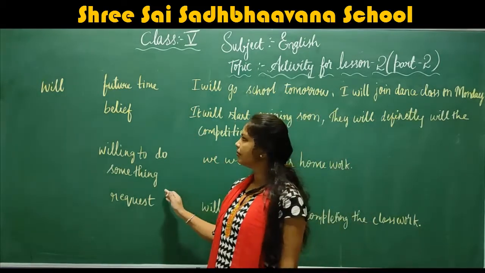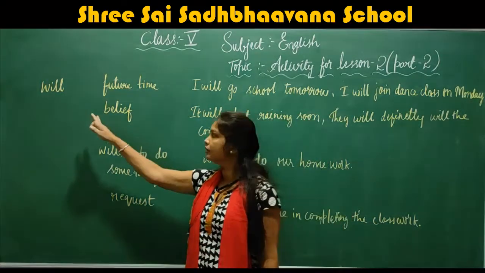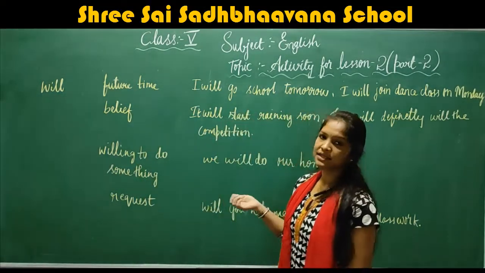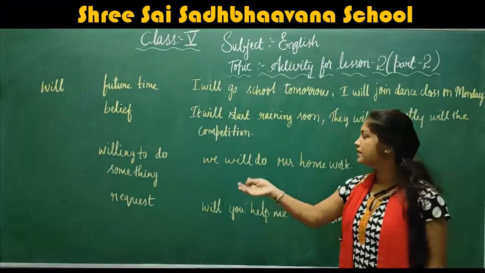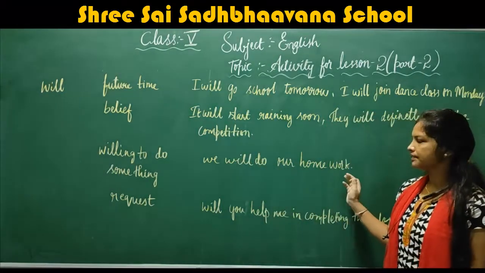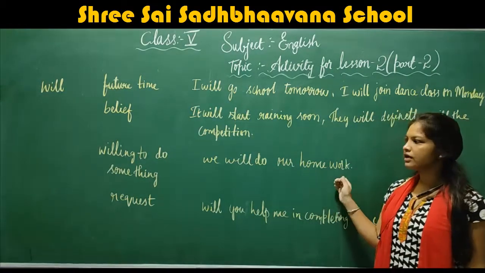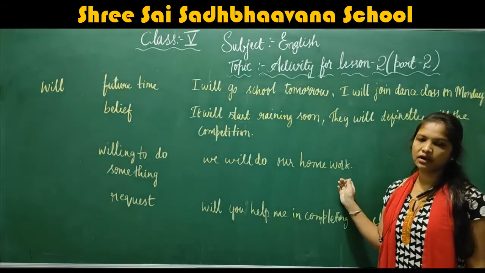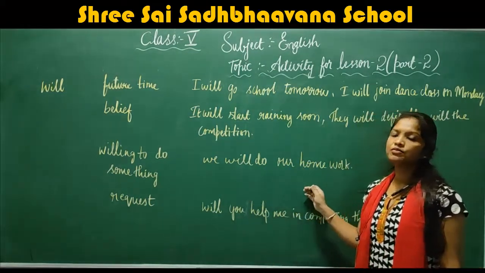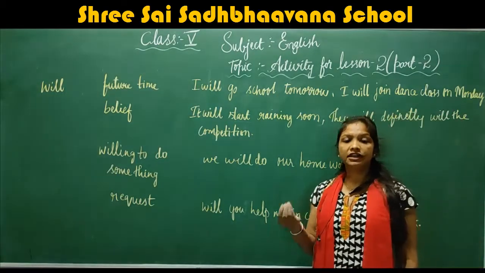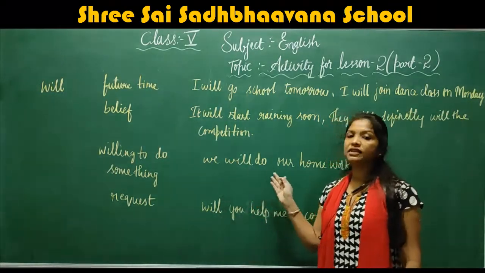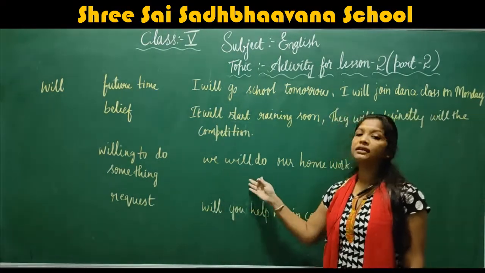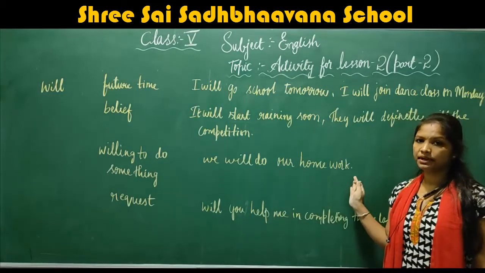Now willing to do something. When we use will in the sense of willing to do something, how would the sentences be? We will do our homework. This is something we are willing to do. We are willing to do our homework. Next example, we will help the poor people. We are willing to do something good.